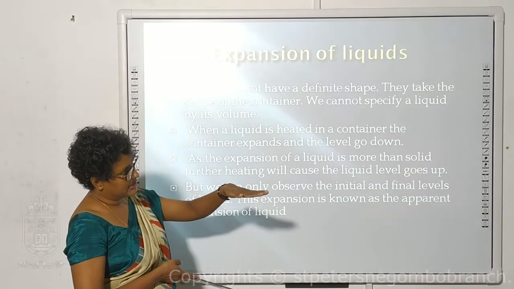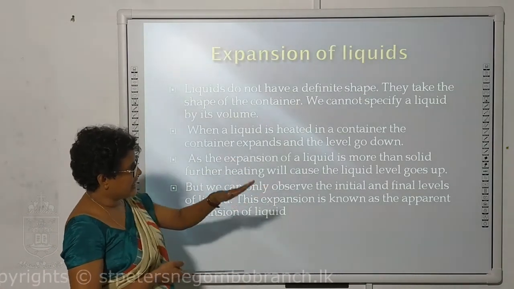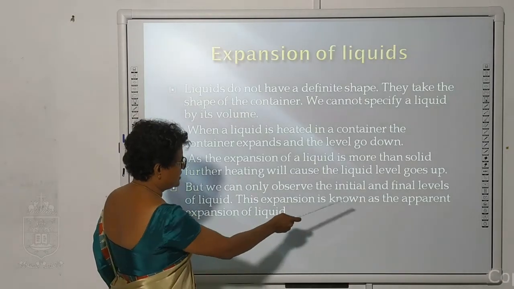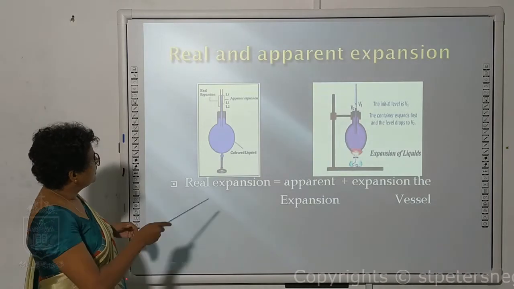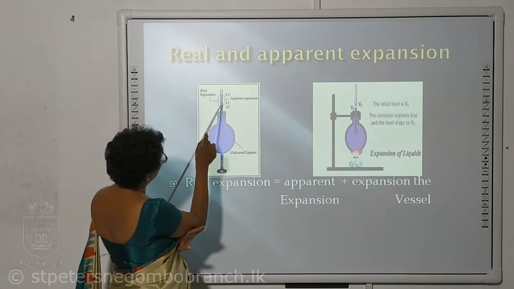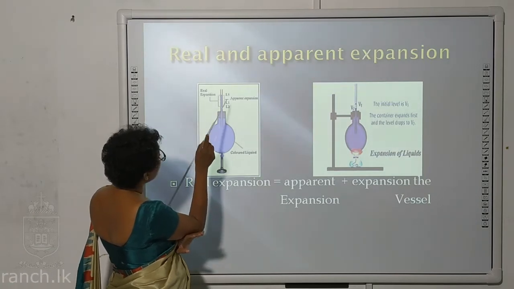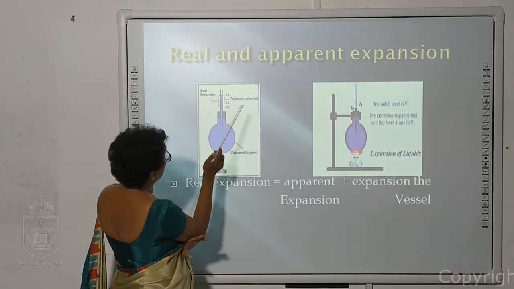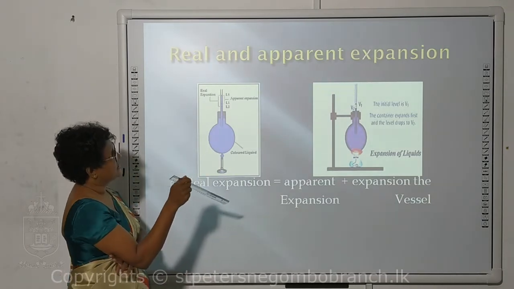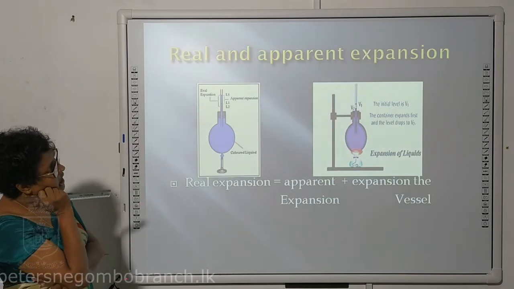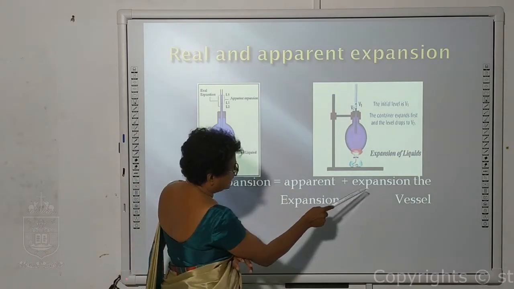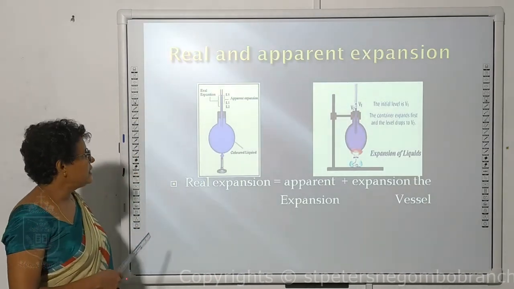You will see that the water level was this much and then it will go up. You won't see that decreasing part, right? We can only observe the initial and final levels of the liquid. This expansion is known as the apparent expansion of liquid. Look here, now this is the container. When you heat, first the water level goes down a little bit and then it will go up, right? So L1 to L3 is the apparent expansion and L2 to L3 is the real expansion. So liquids have real expansion and also apparent expansion. To calculate the real expansion, you have to get the apparent expansion plus the expansion of the vessel. You have to consider the expansion of the vessel too.